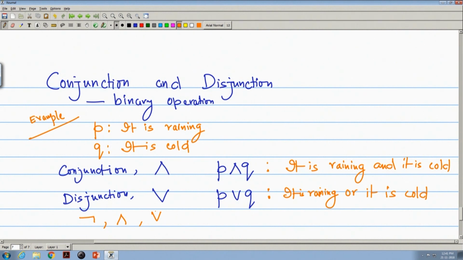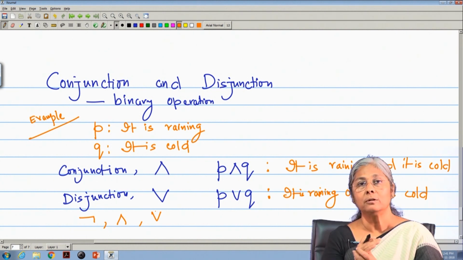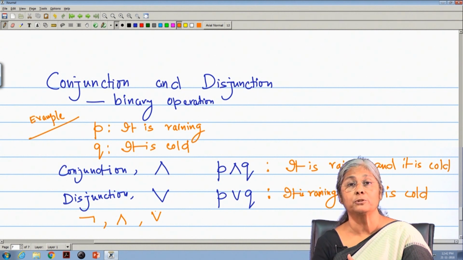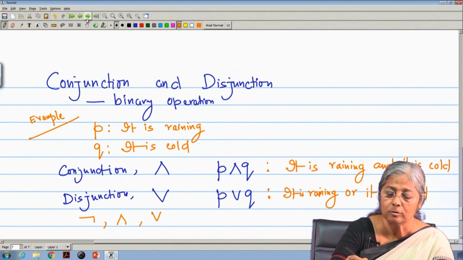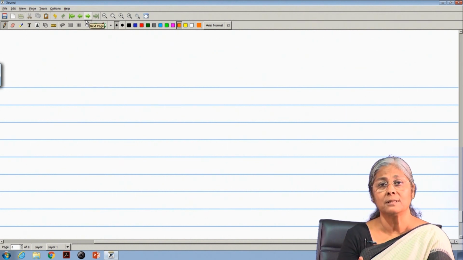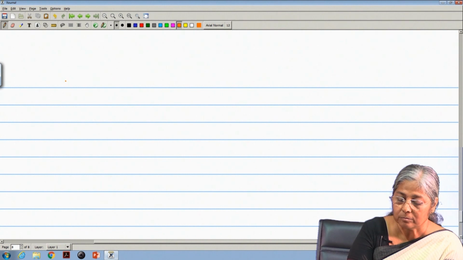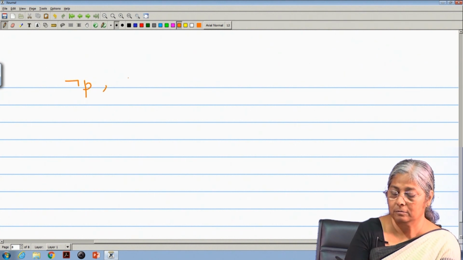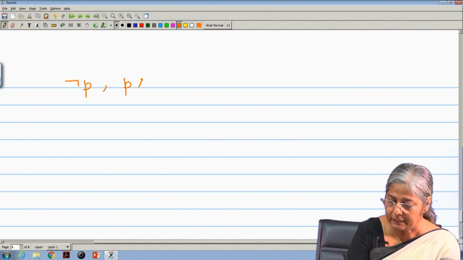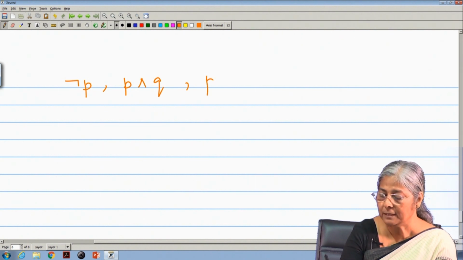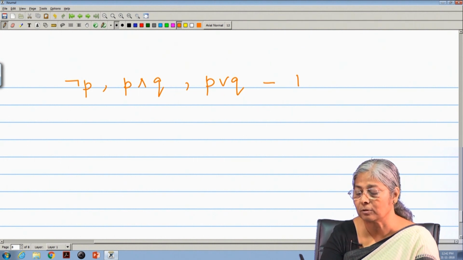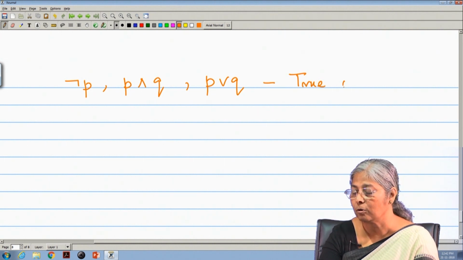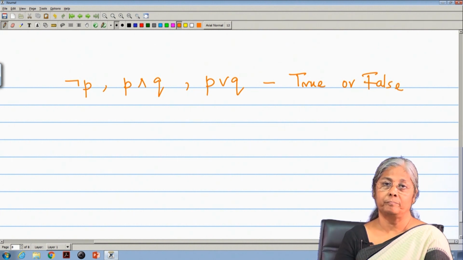So, what we told earlier about statements applies here too. There are compound propositions obtained from these operations. They are either true or false, since they are propositions. So, negation P, or P and Q, or P or Q, are also either true or false, since they are also propositions.